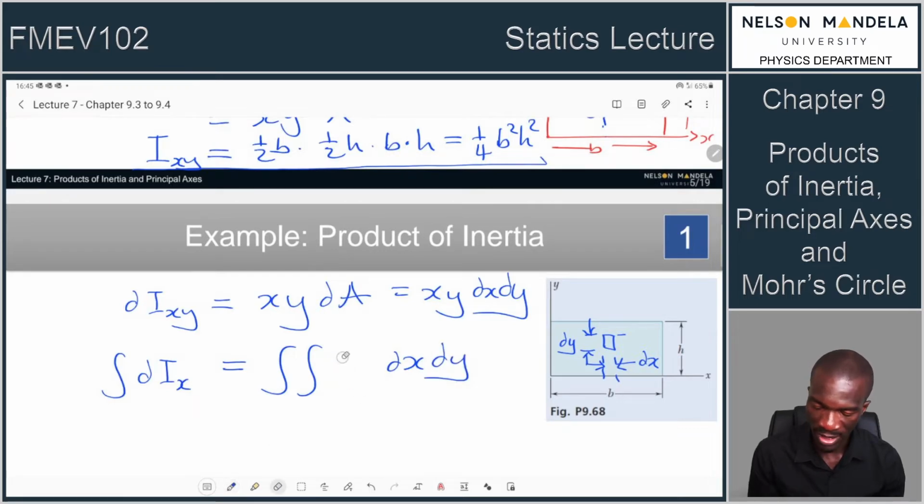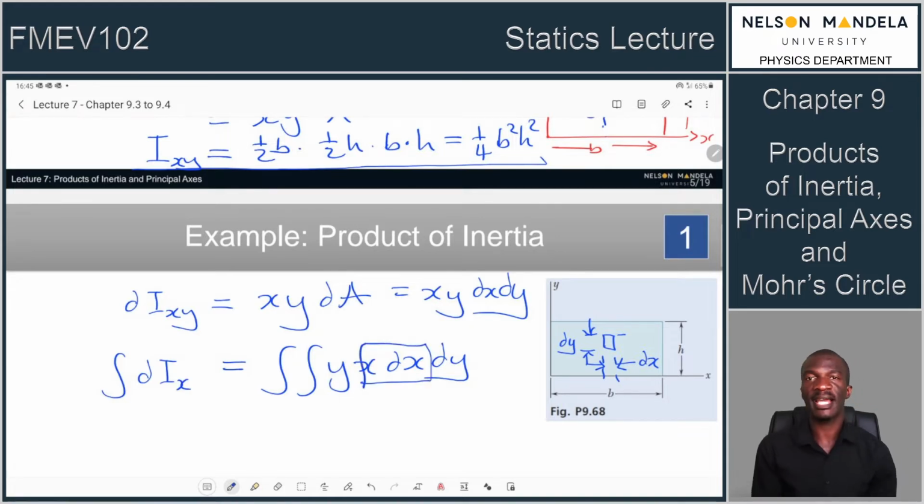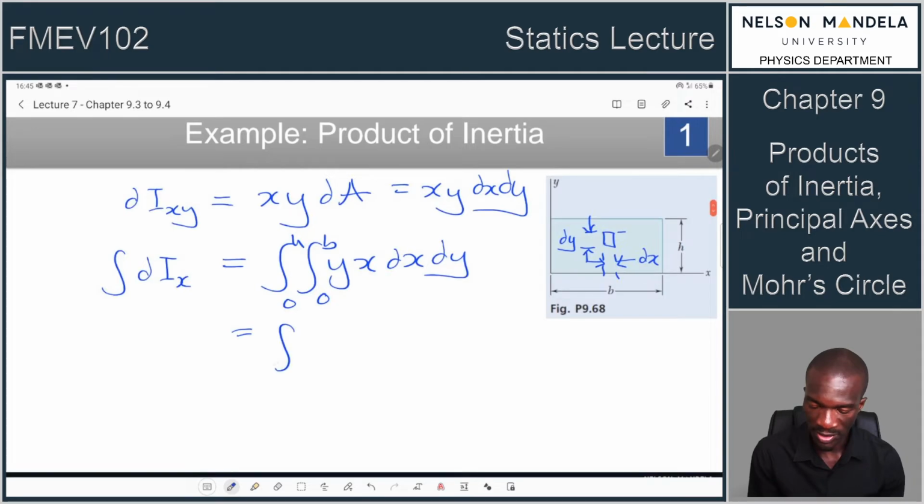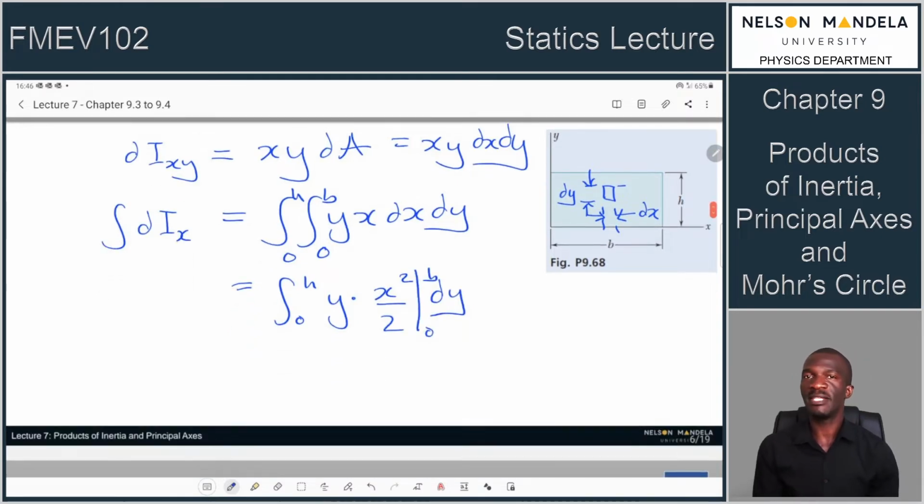Just for ease of reference, let me write this as yx so that we notice that we are integrating that first, with respect to x from 0 to b. Then we'll integrate the outward variable last, from 0 to h. So this is 0 up to h of y multiplied by x squared over 2, dy, where x squared over 2 is from 0 up to b.